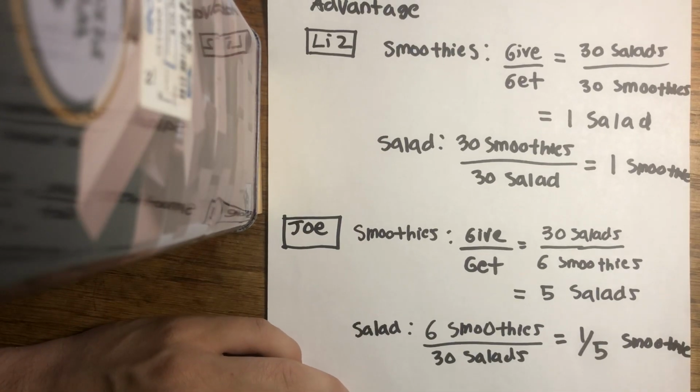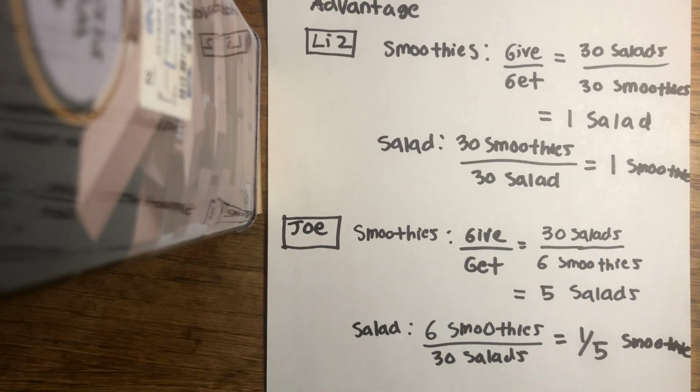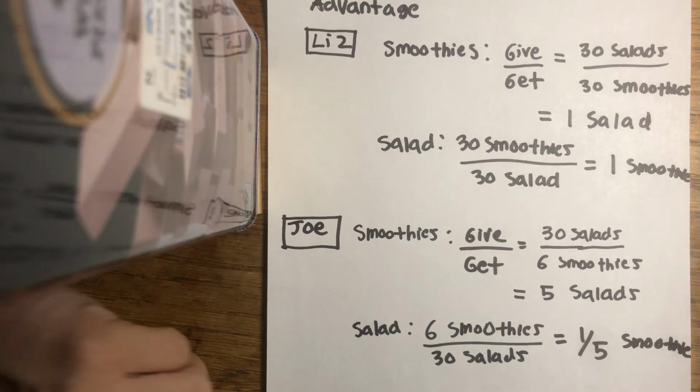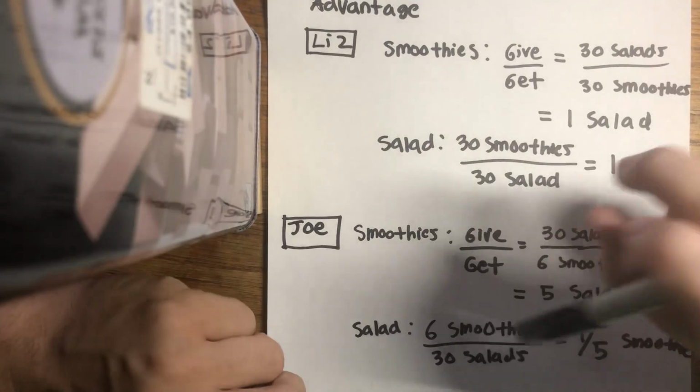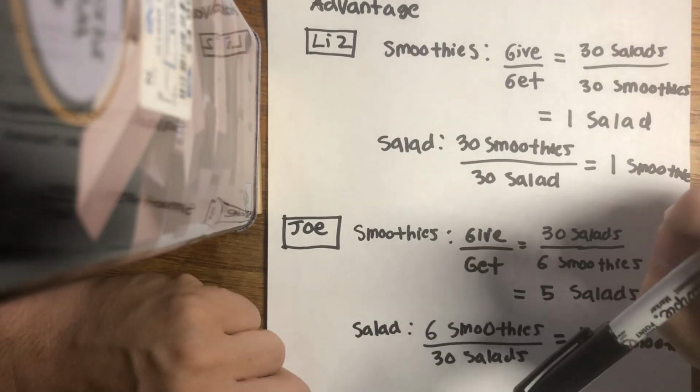So you have all these measurements, and now you want to figure out who has the comparative advantage. We do this by comparing the opportunity costs of each producer for each good.